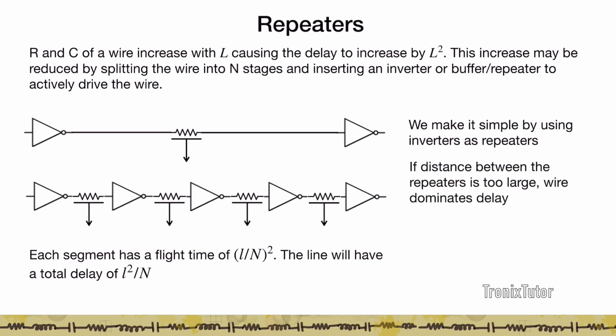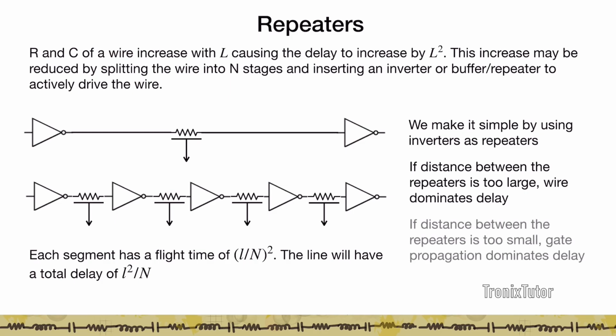So if the distance between these repeaters is very large, then the wire can dominate the delay of the system. And if the distance between the repeaters is very small, then the inverter delay can dominate the delay of the system. So essentially you want to find a good mix between the wire delay and the propagation delay, or you need to find an optimal between the two.